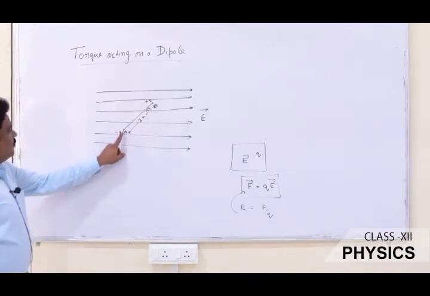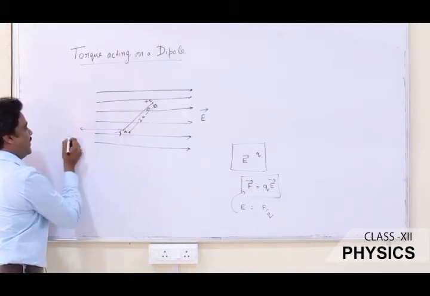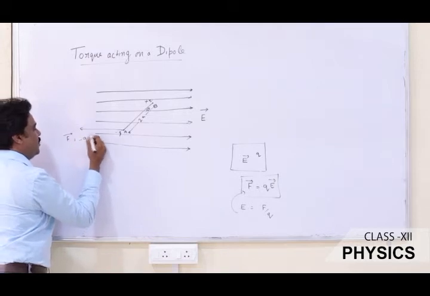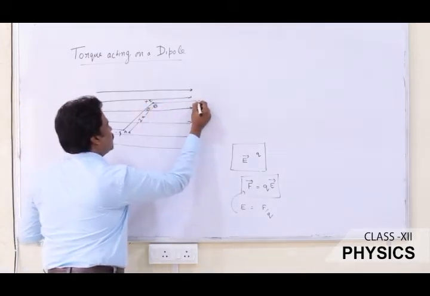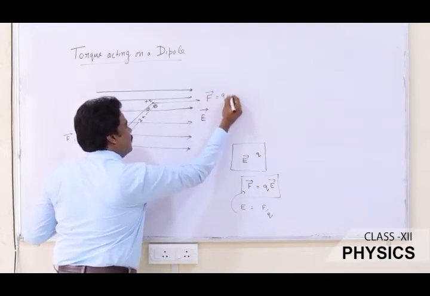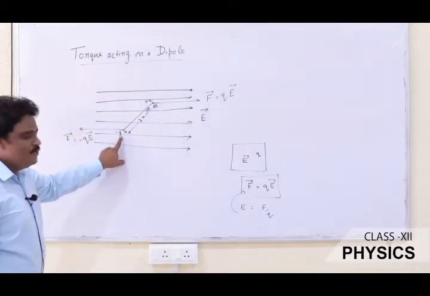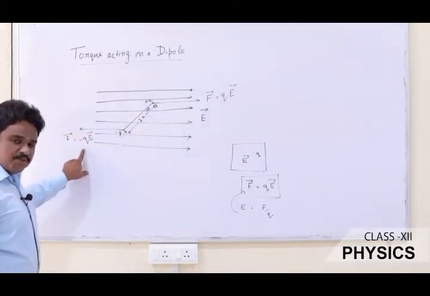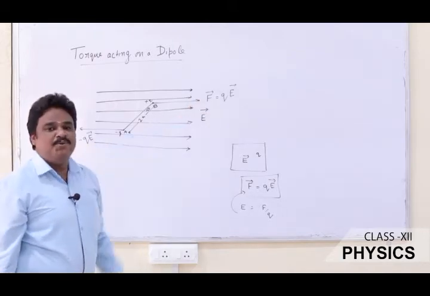Now, what happens to the charge minus Q at A? By the same concept, it experiences a force, say F vector is equal to minus QE vector. Similarly, what about the force on plus Q at B? It will also experience a force, F vector is equal to plus QE vector. Once again, minus Q experiences minus QE vector, whereas plus Q experiences plus QE vector.